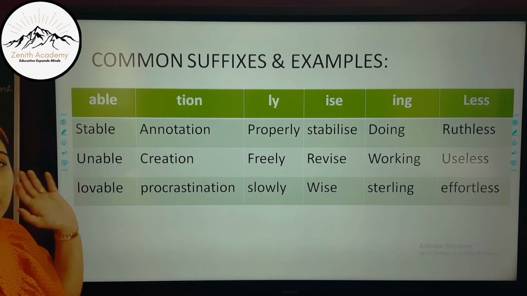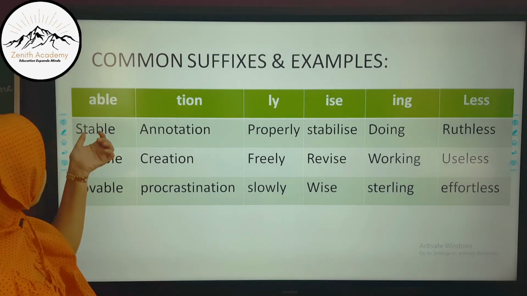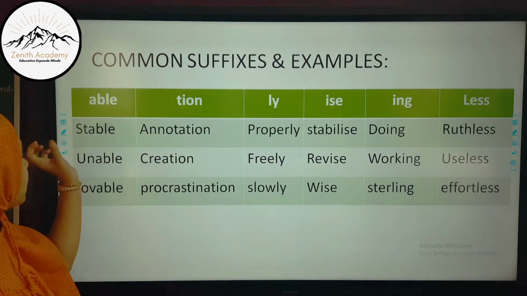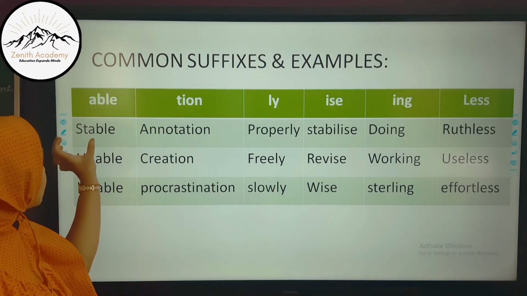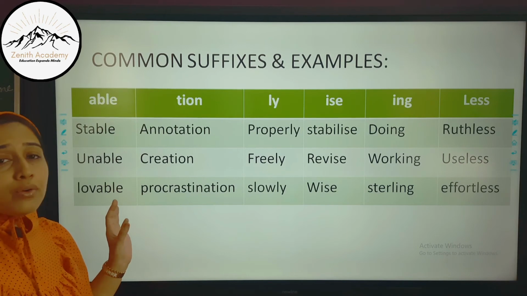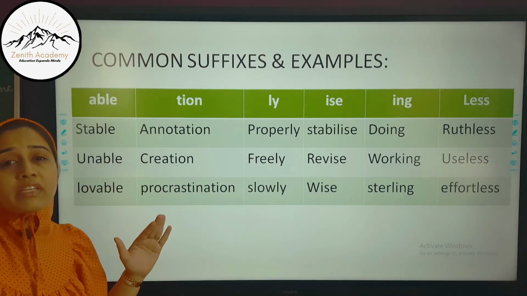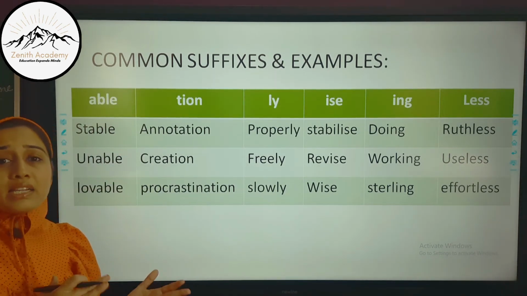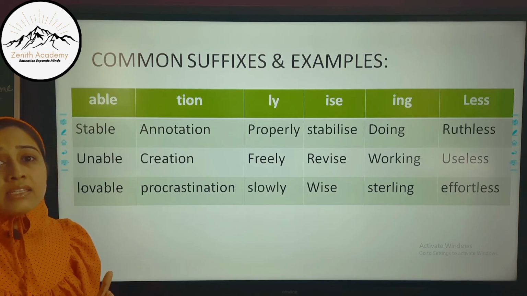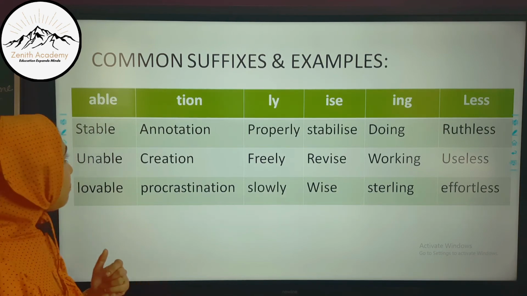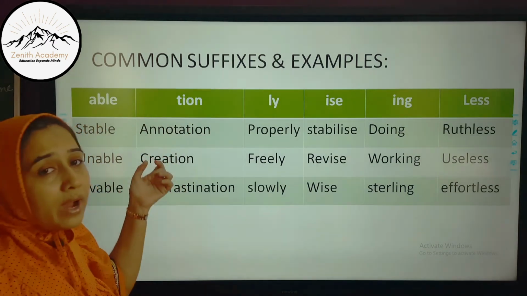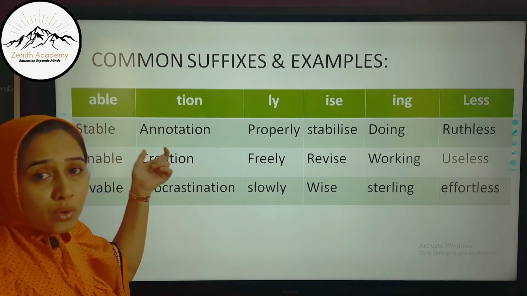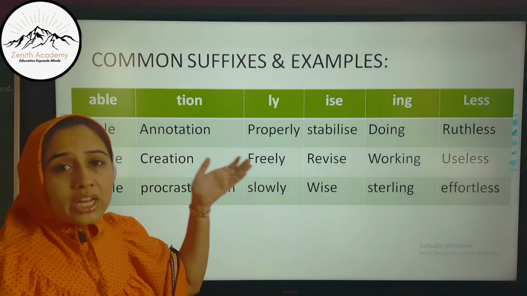Stable is a word with able as the suffix, but st does not make any meaning on its own. You can also add certain more suffixes or prefixes to it, like unstable, stabilize, stability, like that. Now next one is tion, shun. Now when you add tion to the root word annotate, it becomes annotation.